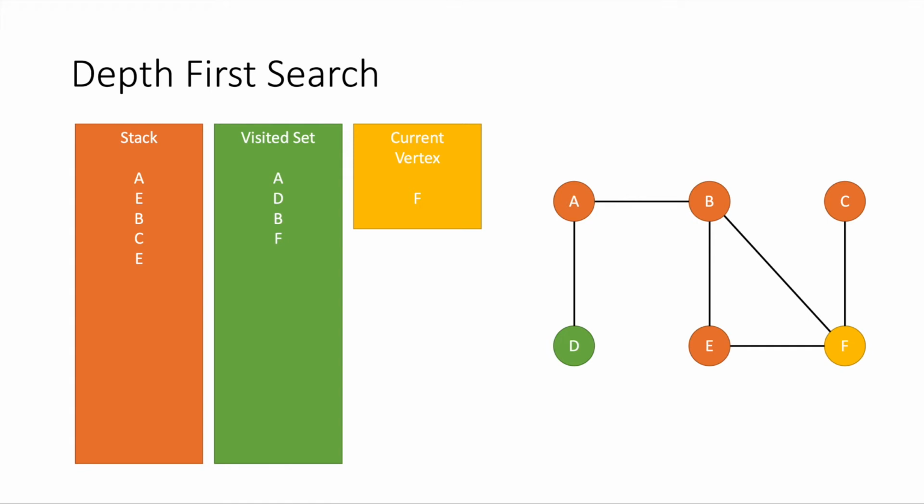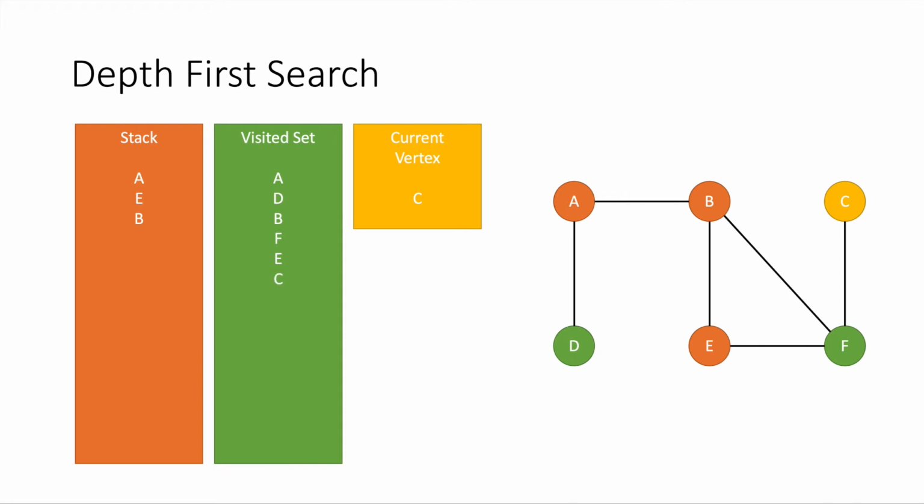The next iteration of the loop sets the current vertex to E. E is added to the visited set, and all of E's neighbors are added to the stack. This completes the iteration on E. We now move to the next unvisited node in the stack, which is C, skipping B and F.